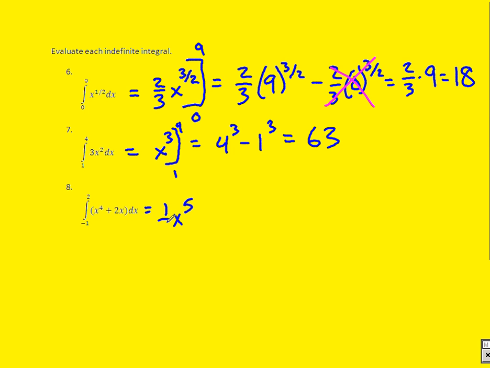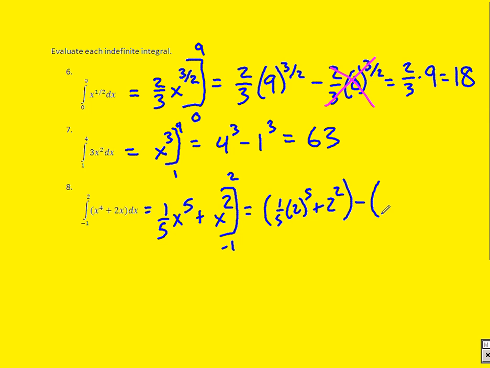Then for number 8, x to the 4th will become x to the 5th over 5, 1/5 x to the 5th. 2x becomes x squared. And I'm evaluating from negative 1 to 2. So I'm going to plug in first for 2. It'll be 1/5 times 2 to the 5th plus 2 squared. Then I'll subtract the other half when I plug in negative 1. So 1/5 of negative 1 to the 5th plus negative 1 squared.